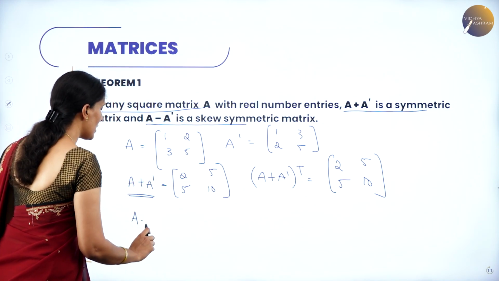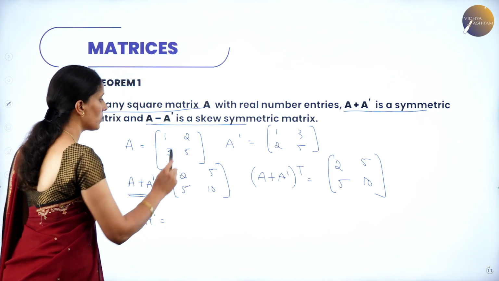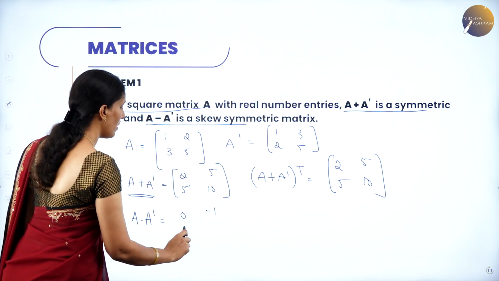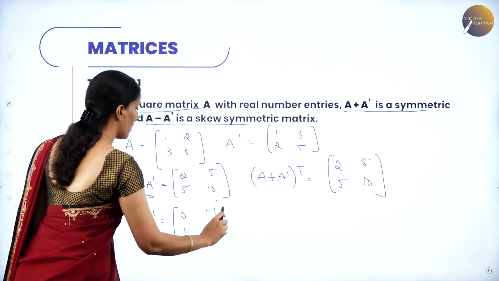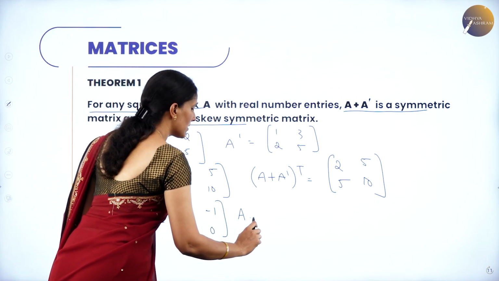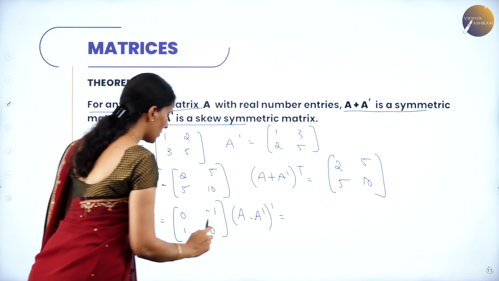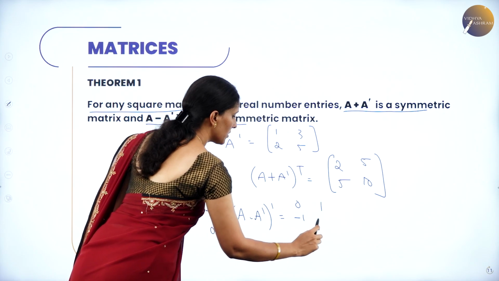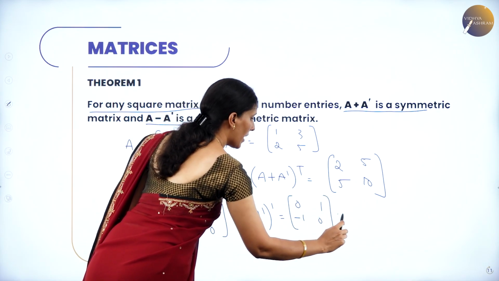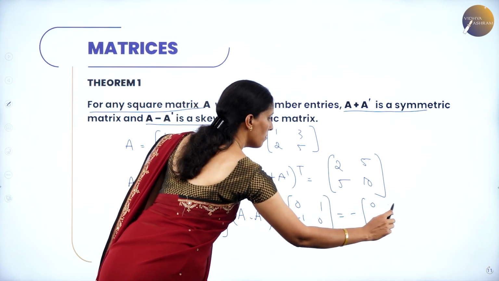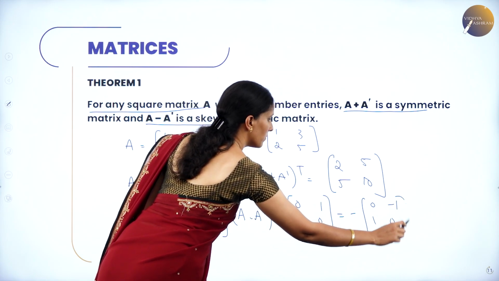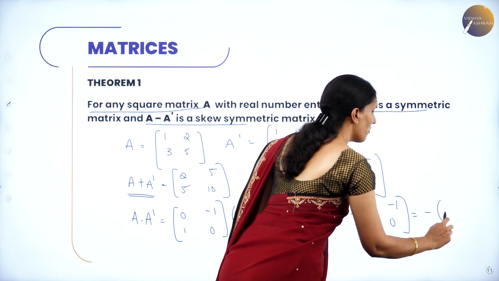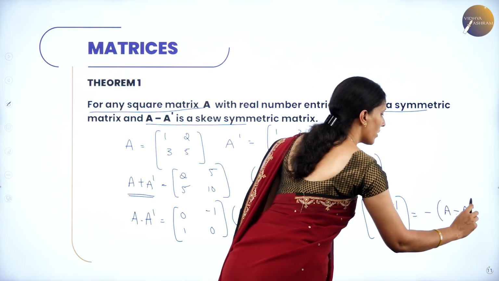Now let's see A minus A dash, or A minus A transpose. 1 minus 1, 0. 2 minus 3, minus 1. 1, 0. Let me take the transpose of this matrix. So this is 0, 1, and here minus 1, 0. If you take minus outside, it is 0, minus 1, 1, 0. So that is equal to minus of (A minus A transpose).